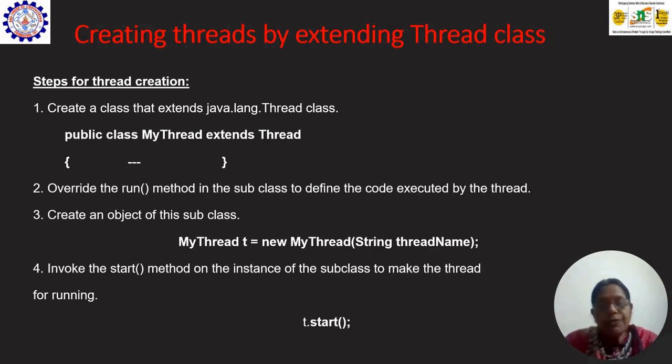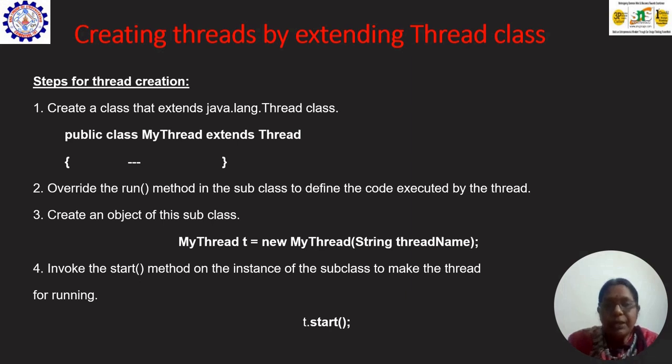The second way of creating a thread is by extending the Thread class. The steps we use here are: first create a class, then extend that class with the Thread class as public class, the class name extends Thread. Then we override the run method, and the run method contains the code that we want our thread to execute.